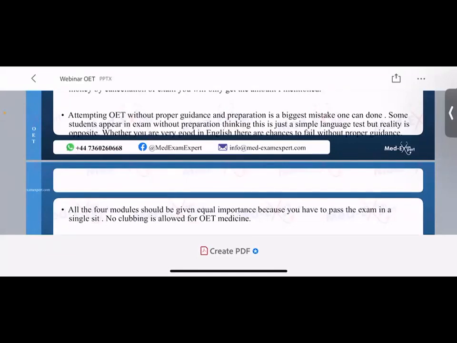You have to prepare well for this exam, and I have advised my students, for all the modules, that for listening and reading, you have to take at least 25 to 30 practice tests before appearing in the real exam. For writing, there should be 15 to 20 letters written by you and assessed by a senior or mentor. And for speaking, you have to practice nearly 5 to 8 speaking role plays. Then you will be able to perform really well in the real exam.